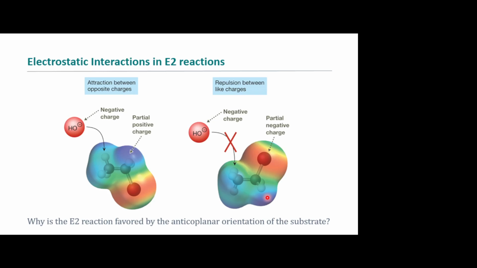So this right here is your attractions from opposite sides. One of the reasons why this is preferred for the anti-coplanar orientation of your substrate is that you have the negative charge from the leaving group. So if you try to attack from the same side as the negative charge from the leaving group, it's going to be repelled in many of those cases.